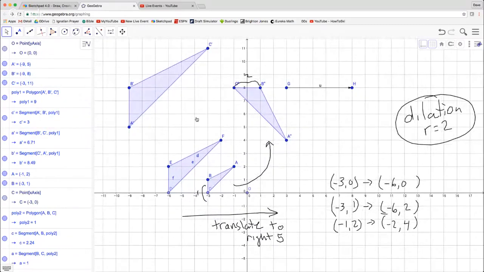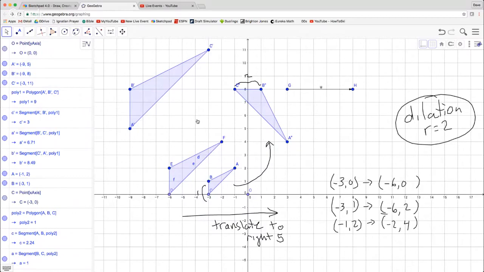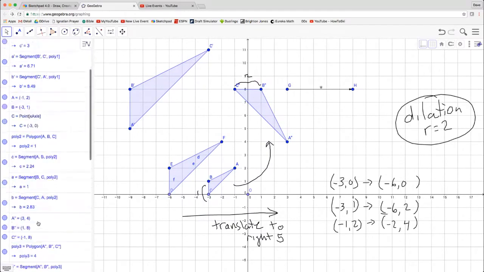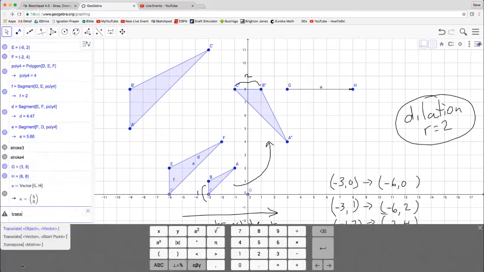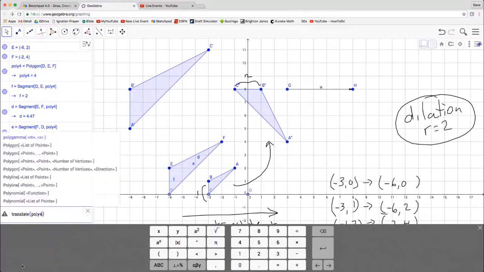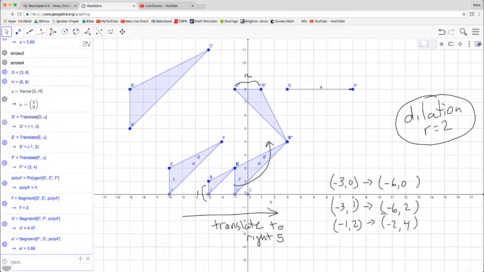Okay. Kind of back to where it was, maybe a little bit. And we're going to say translate poly 4 by U. Okay, so now we have our new triangle here that we've translated. So we've dilated this triangle up by 2, and now we've translated it to the right by 5.